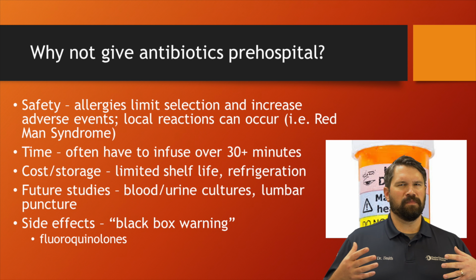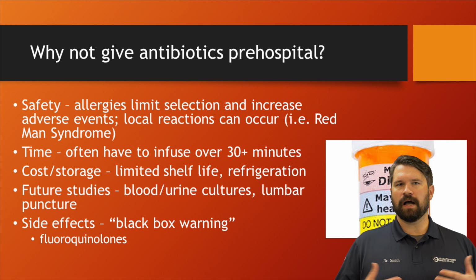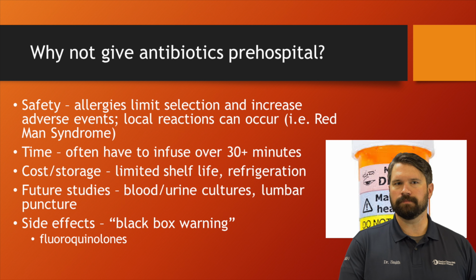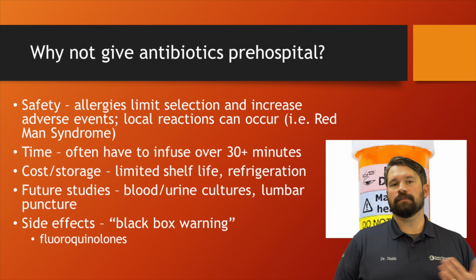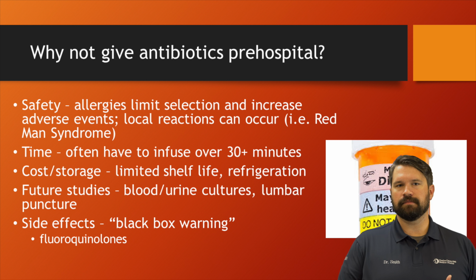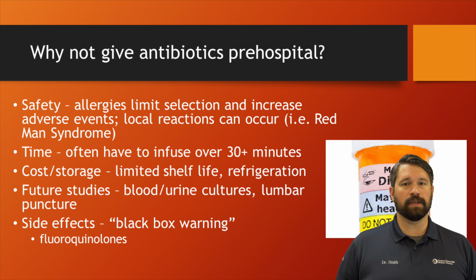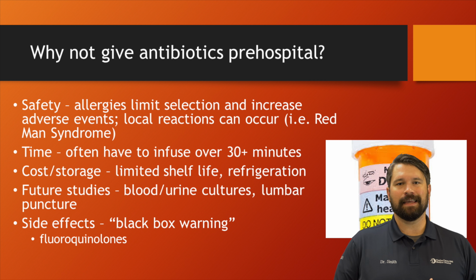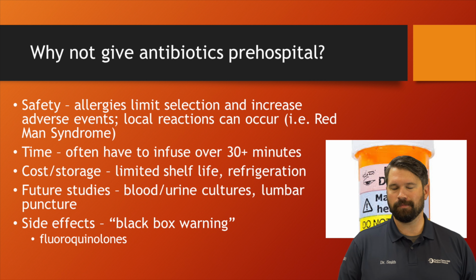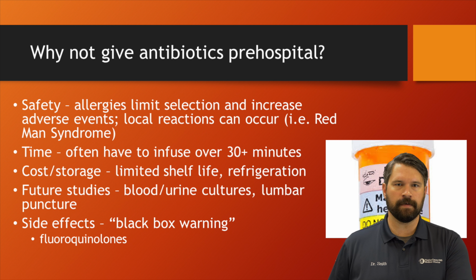So, if antibiotics are so important in infection, why don't we give them pre-hospital? There are a few reasons. First off, there's safety. Allergies are very, very important. Anaphylaxis, obviously, is deadly. Allergies can limit the selection of antibiotics that we can use for an infection, and they can increase adverse events. Local reactions can occur. If you've ever seen anybody with red man syndrome, it's a reaction to vancomycin. It's not a true allergy, but it can be very irritating. So we have to be very careful in which antibiotics we select to make sure it's safe for the patient and appropriate for the infection.